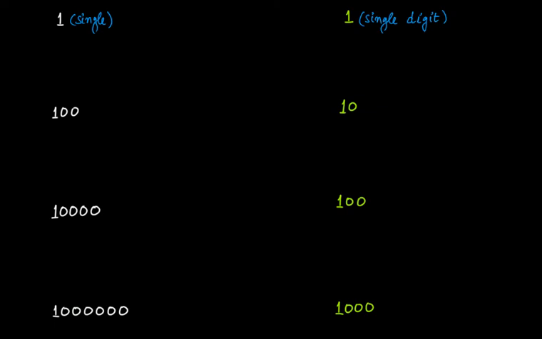Now, what comes before 100? That comes 99. Okay, 100. 100 is the first three-digit number, and its square root, 10, is the first two-digit number. Right? 10 is the first two-digit number.